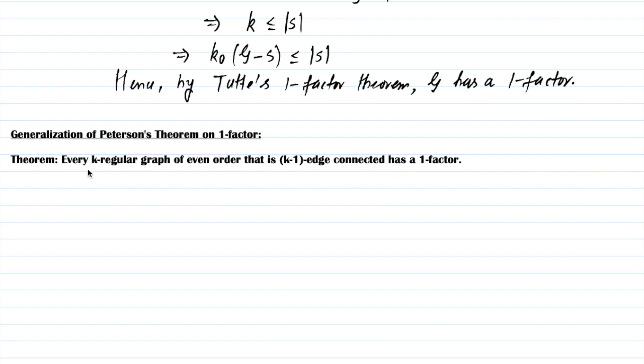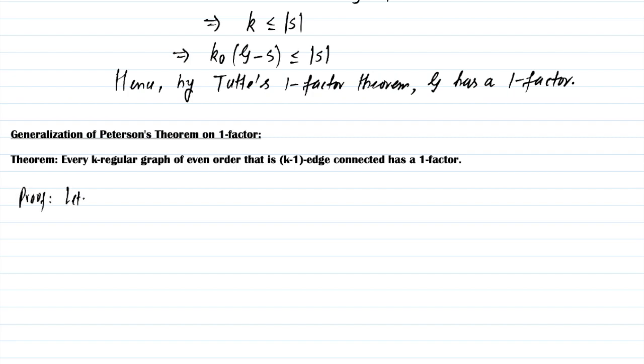Now in fact if we put k equal to 3, that is a 3-regular graph, which is a cubic graph, then it must be at least 2-edge connected, and then it will have a one factor. So this is a sort of generalization of Petersen's theorem. Now let's take up the proof of this theorem as well. So let's begin the proof.